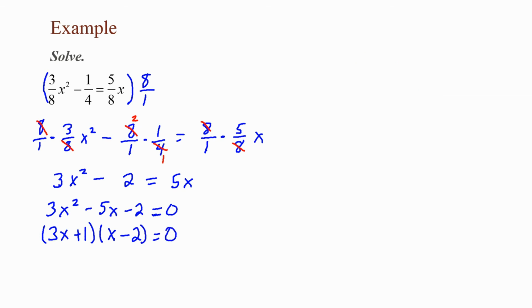Now I can set each of them equal to 0. 3x plus 1 equals 0, or x minus 2 equals 0. For 3x plus 1 equals 0, subtract 1 from both sides. 3x equals negative 1. X equals negative 1/3. X minus 2 equals 0. Add 2. X equals 2.